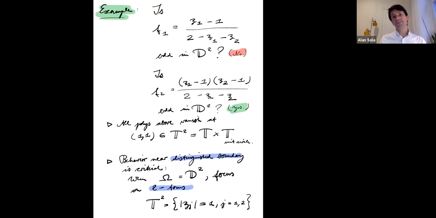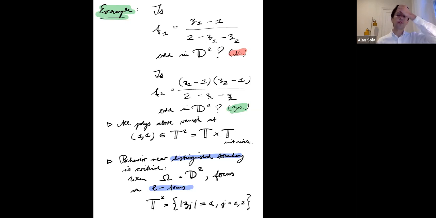Okay, so just to give you an idea of what's going on here, let's look at some examples. So here is one rational function of two variables. I've taken the same polynomial that I examined earlier, namely 2 minus z1 minus z2. And as a numerator polynomial, I've picked z1 minus 1. The question is, is this bounded in the bidisk? And it turns out that the answer is no, this function is not bounded.